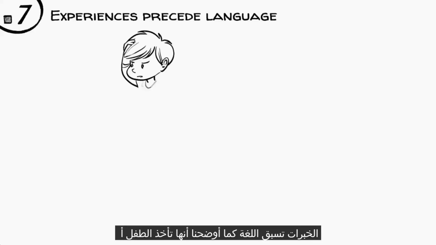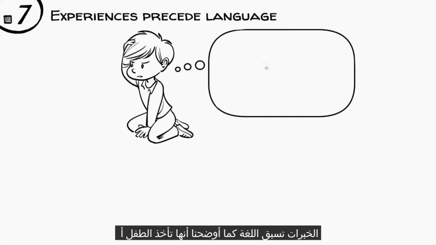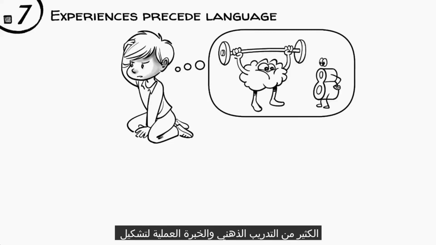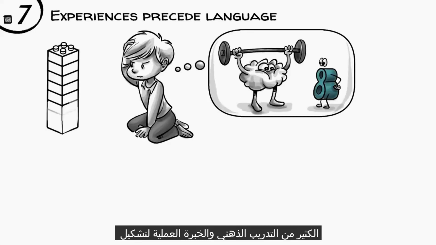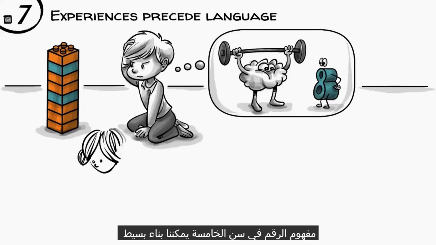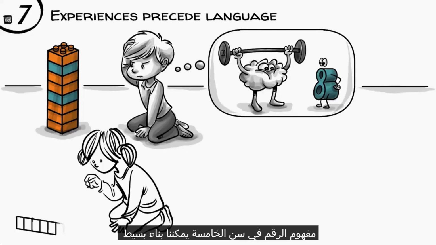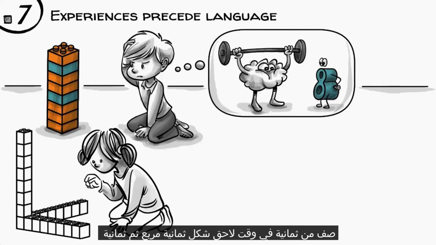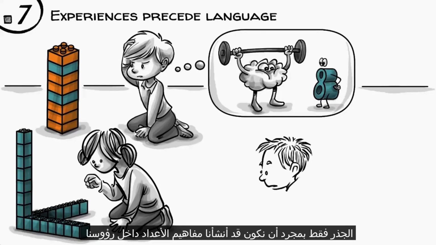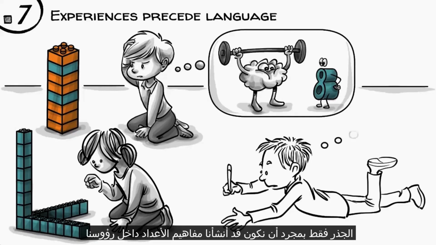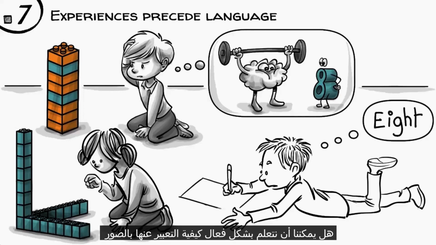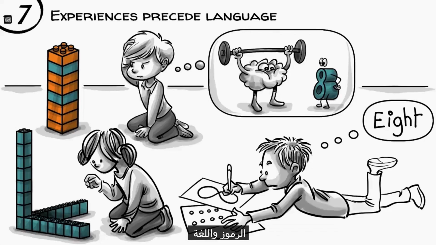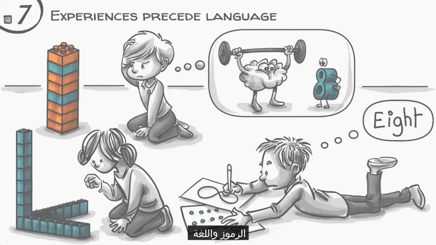Experience precedes language. As we demonstrated, it takes a child a lot of mental training and hands-on experiences to form the concept of a number. At the age of 5, we can build a simple row of 8, later form 8 square, then 8 root. Only once we have constructed number concepts inside our heads can we effectively learn how to express them with images, symbols, and language.